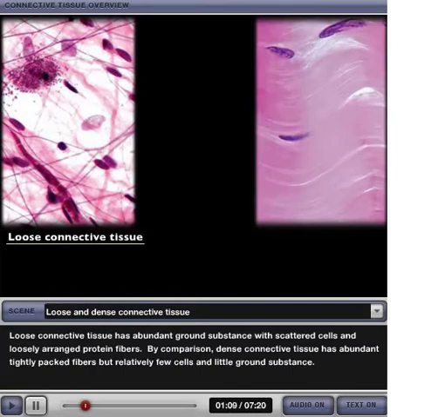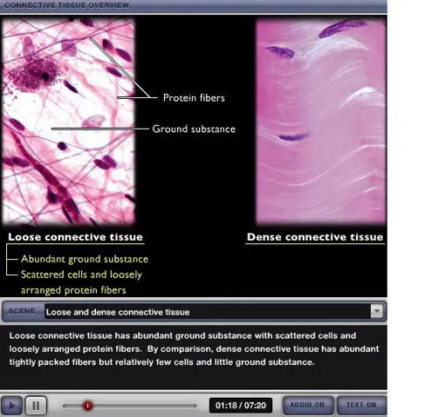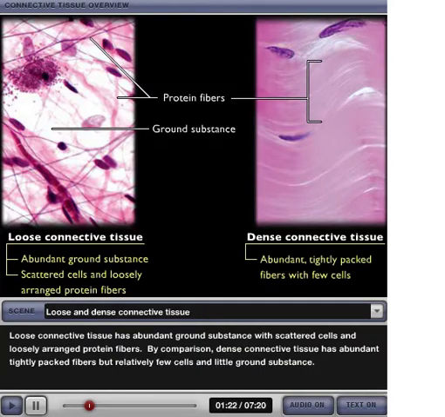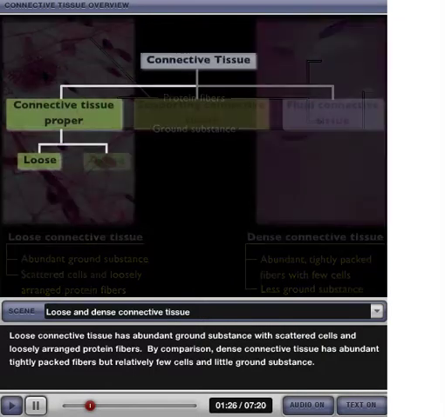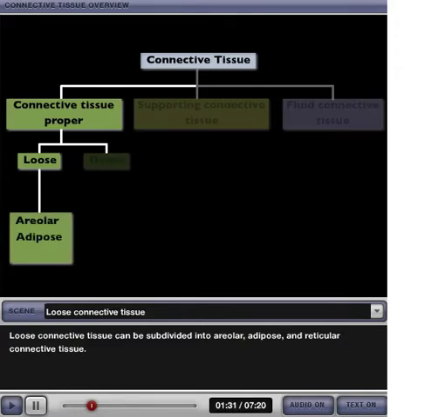Loose connective tissue has abundant ground substance with scattered cells and loosely arranged protein fibers. By comparison, dense connective tissue has abundant, tightly packed fibers but relatively few cells and little ground substance. Loose connective tissue can be subdivided into areolar, adipose, and reticular connective tissue.